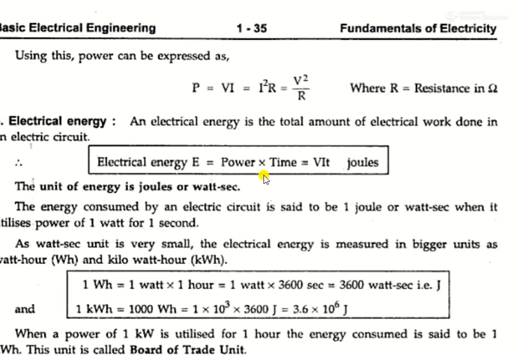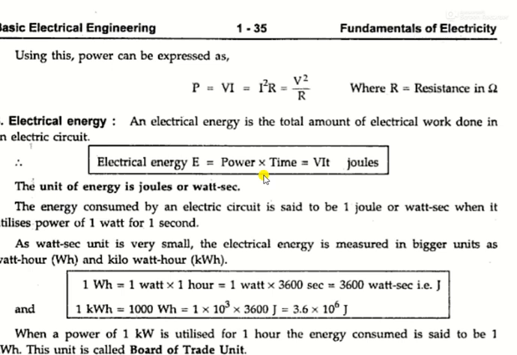Okay. Now on the same line, the concept of electric energy. Electric energy is defined as the product of power and time. Therefore energy is denoted by the letter E, which is equal to power into time, and we know that power P is equal to V into I. So the energy becomes E is equal to V into I into t joules. The unit of energy is joules or watt seconds.